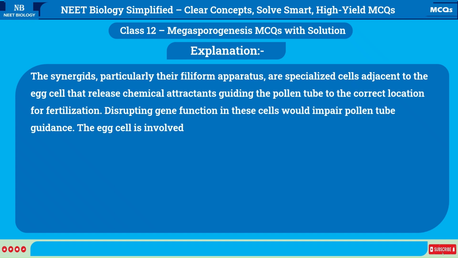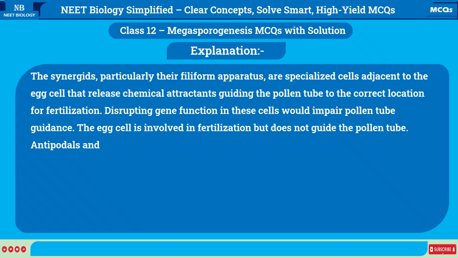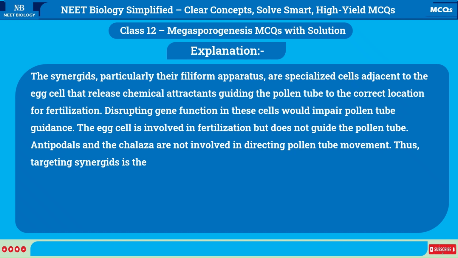The egg cell is involved in fertilization but does not guide the pollen tube. Antipodals and the chalaza are not involved in directing pollen tube movement. Thus, targeting synergids is the most effective way to interfere with pollen tube guidance.